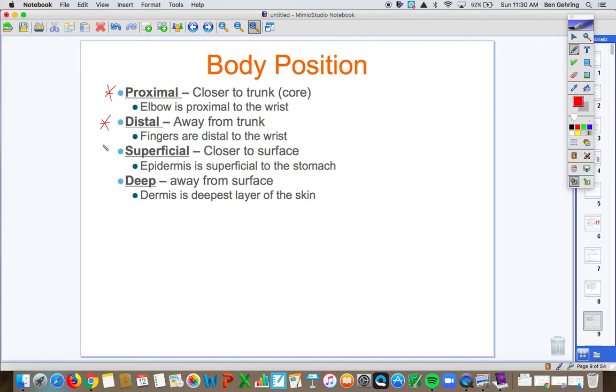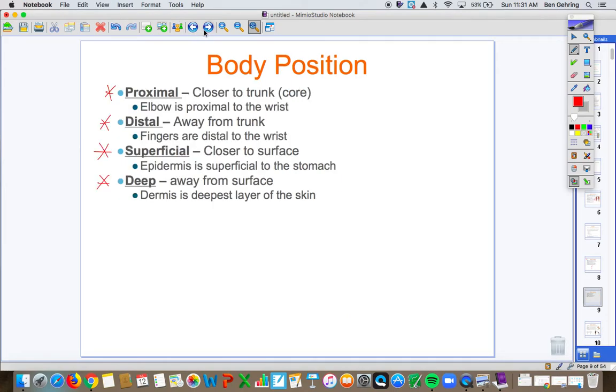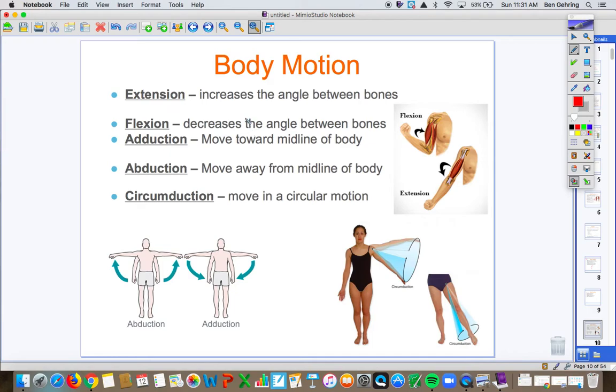If we talk superficial, it means closer to the surface, so closer to your skin. Your epidermis is superficial to the stomach. And deep means farther from the surface. So the dermis is the deepest layer of the skin. The dermis is deeper than your epidermis. Either one of those 2 examples would work. So that's location, or positions, and now we're talking motion.